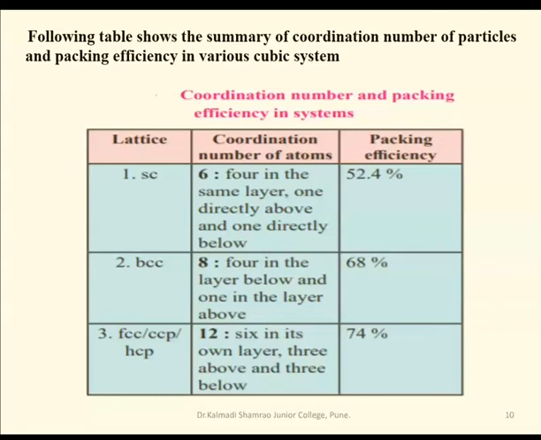Packing efficiency is 68%. For FCC or CCP or HCP structure, coordination number is 12, 6 in its own layer, 3 above and 3 below. And the packing efficiency is 74%, which is the highest amongst the three.